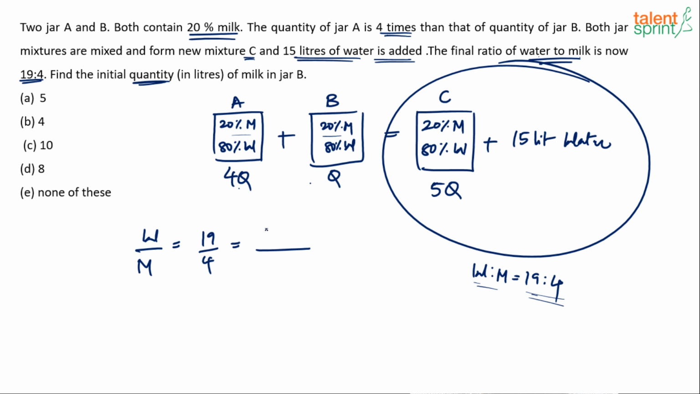Always, let's assume milk is X. 20:80 means what? The ratio is 1:4. Here also the ratio is 1:4. In the final also the ratio was 1:4. Meaning if milk is 1 part, water is 4 parts. So if milk is X, water is 4X. So what is the total milk? X only. Remember, we are talking about concentration. Total milk is X. Total water is 4X, plus extra 15 liters here.